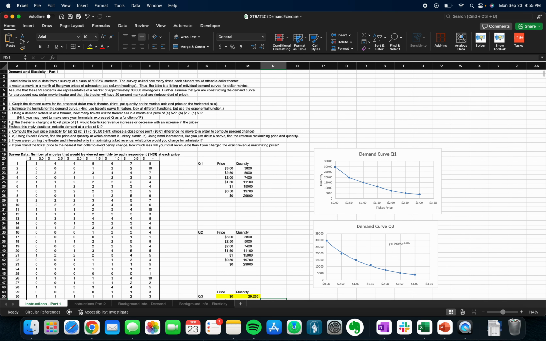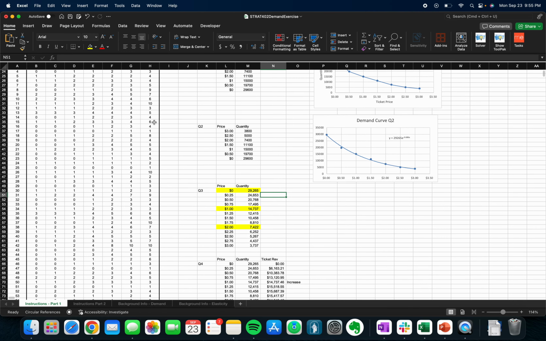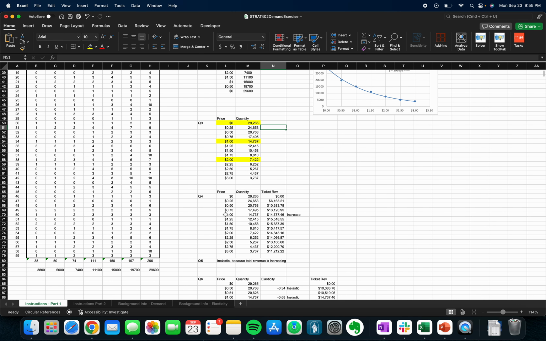Question 4: if the theater is charging a ticket price of $1, would total ticket revenue increase or decrease with an increase in price? Down here you can see that selling at $1, before it was at $13,120, and if you're selling at $1, it's still an increase. And even further at $125, the revenue continues to increase.